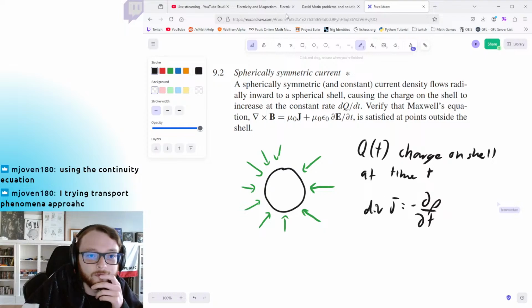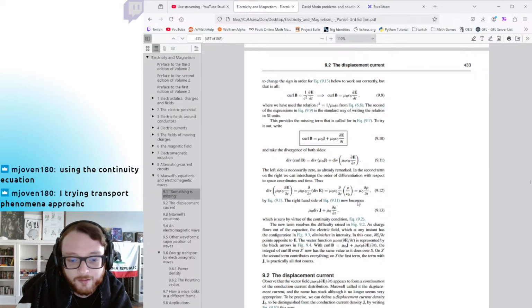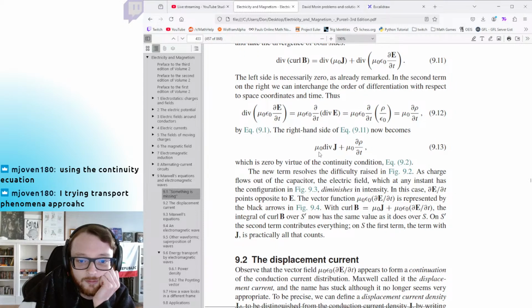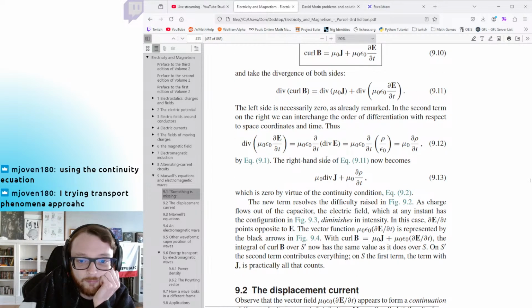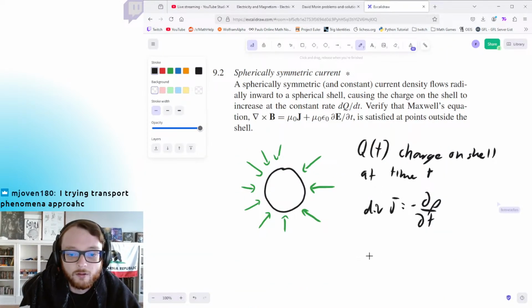So this does favor taking the divergence of each side. I don't know if that shows that it holds, but the book kind of does a similar thing, where if you take the divergence of each side of that equation they give us.